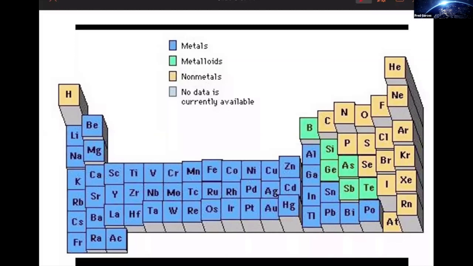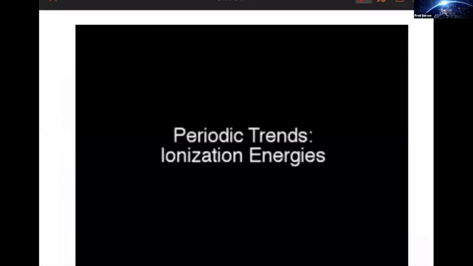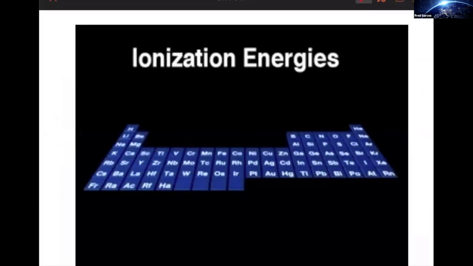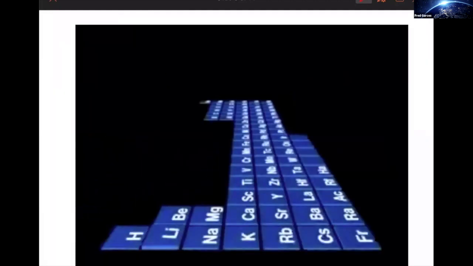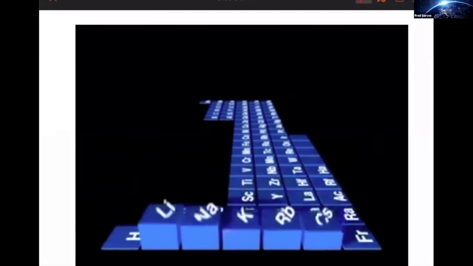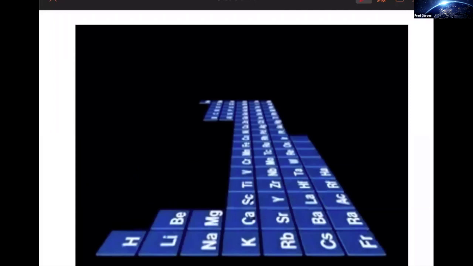So again, this is the trend on the ionization energy. Let's watch this movie real quick. And let me show you that movie in my screen. That's the ionization energy movie right here. And I'll share that screen with you guys. I think it's this right here.